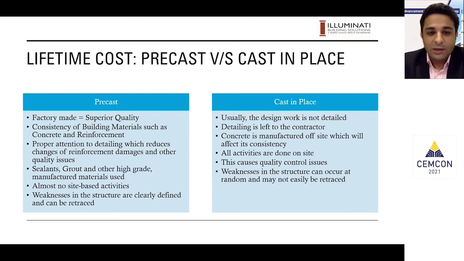In cast in place, I think I don't have to tell this forum, some of those things or most of those things are not possible. So therefore you are left at the mercy of how the structure behaves, how it is stressed, where there are failures. Those are things that we cannot plan for.